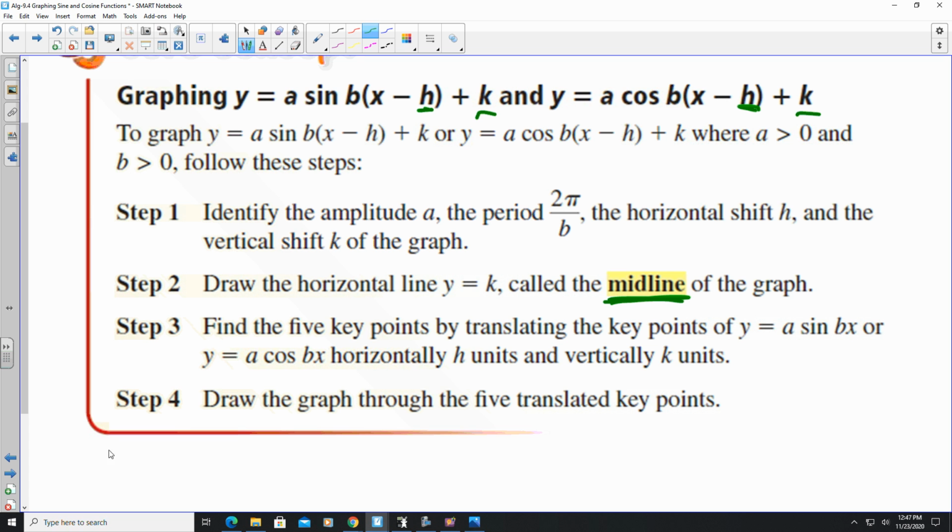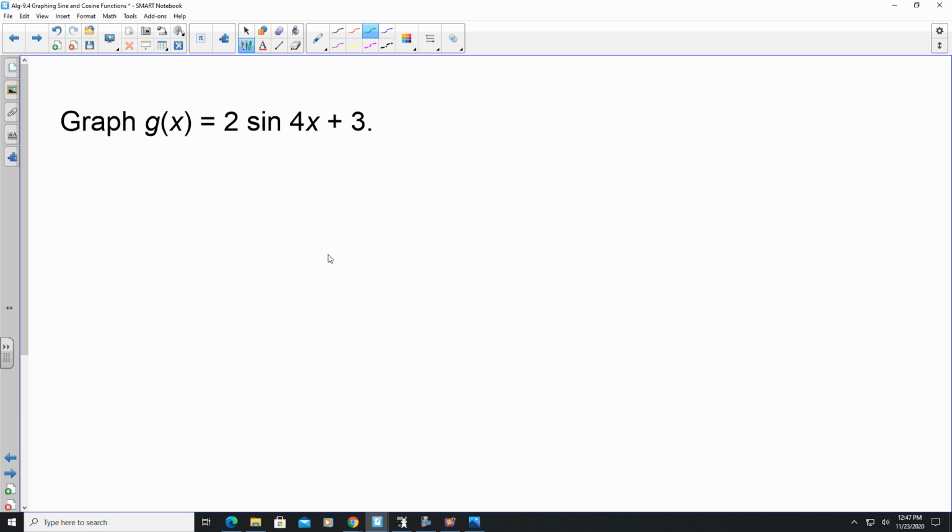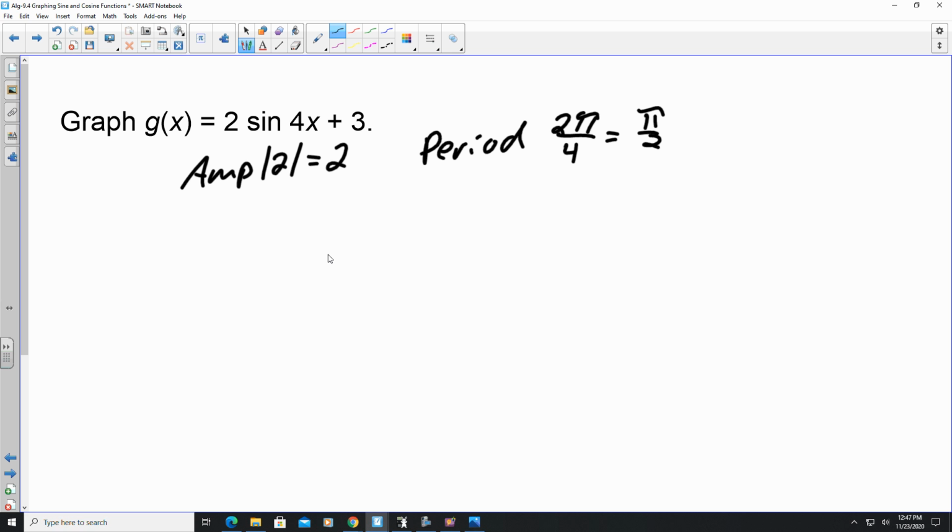So for instance, we are asked to graph g of x is equal to 2 sine of 4x plus 3. In this particular instance, we have an amplitude of 2, so amplitude is the absolute value of a, which is 2. The period of our function is going to be 2 pi over b, which is 2 pi over 4, which is pi over 2. And all we have is a vertical translation where k is 3. There is no value of h, so there's no shifting left or right.